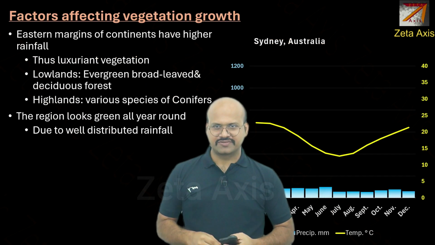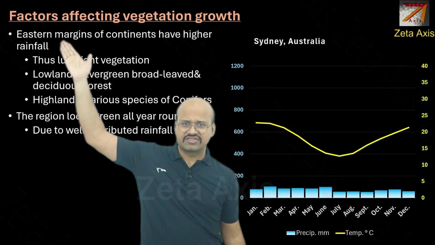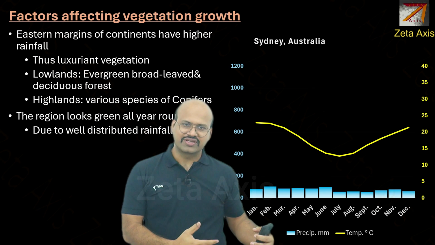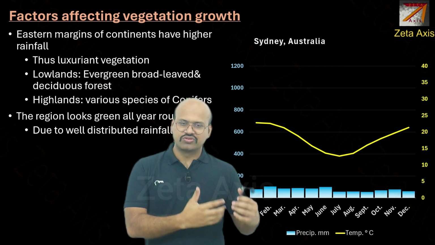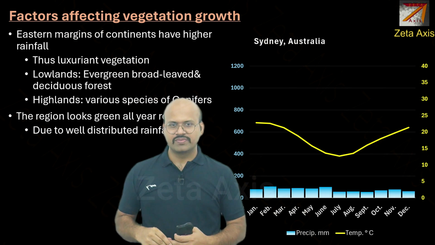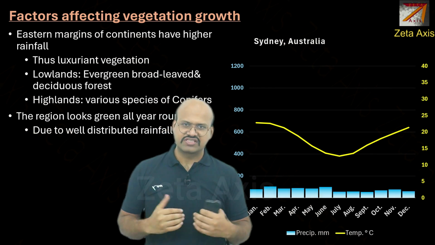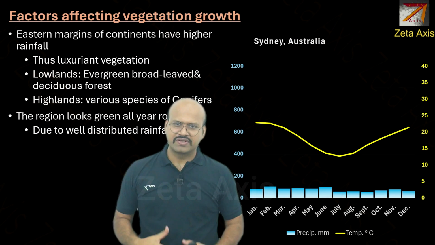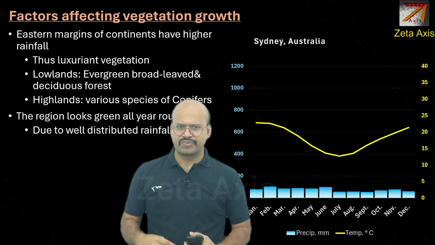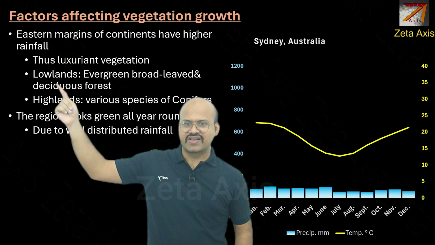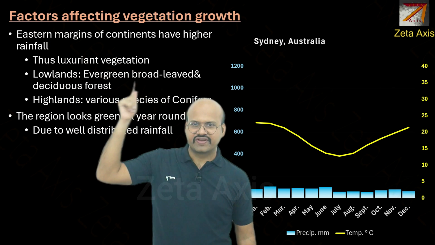Now let's see the vegetation of the warm temperate eastern margin. The eastern margins of continents have higher rainfall because of the closeness to the ocean and the winds which are moving from the ocean towards the land. It may be moving throughout the year like in Natal type, or it could be moving in the summer like in the Gulf or China type. Thus we will see luxuriant vegetation, that is, there will be several species of trees and there will be large or good undergrowth. Because of this, we will have lowland evergreen, broad-leaved and deciduous forest.